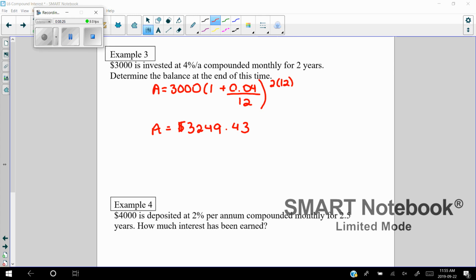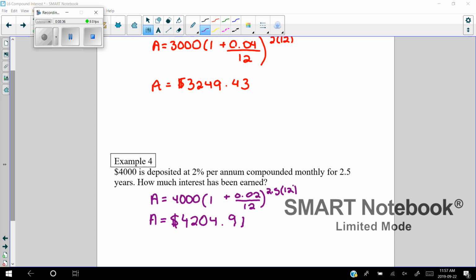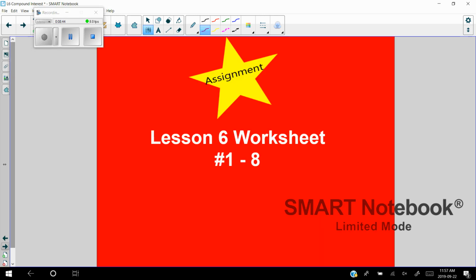Okay, here is the answer for example 3. At the end, they would have $3,249.43. And here's the answer for example 4. All right, it's your turn. I want you to try lesson 6 worksheet numbers 1 to 8.